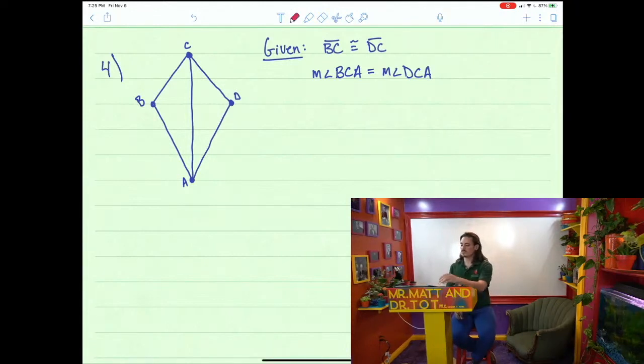Okay, so given this diagram and also the information that side length BC is congruent to side length DC, so this side is congruent to that side, and then the measure of angle BCA, which is this angle right here, is equal to the measure of angle DCA, which is that angle right there. And then also, because they both share side length CA, CA has to be congruent to itself because it's literally the same segment. So we have side, angle, side congruency here.